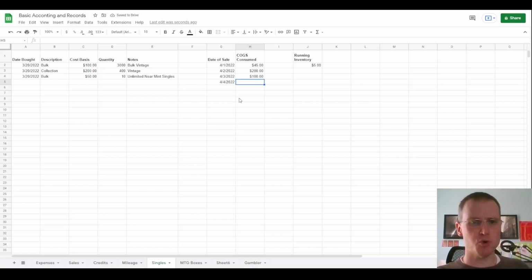And now you need to record COGS for that third sale. But what's wrong? Your running inventory is only $5. You have now claimed to have sold almost all the value of the singles that you've bought. And it doesn't matter that you still have most of these 3,500 cards still sitting in your bedroom. You've claimed to have sold the value of most of them. And so when you get here and you're trying to figure out what COGS to claim, well, you can only claim $5 because that's all you had left.